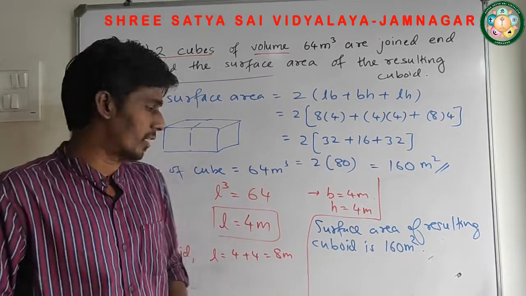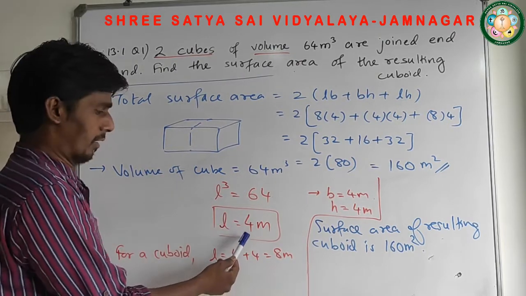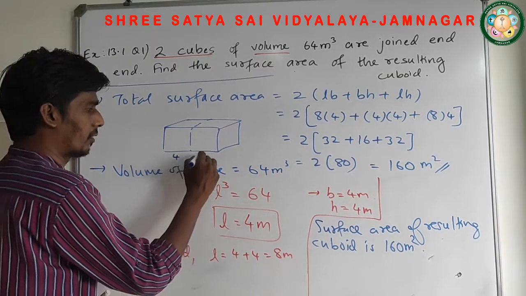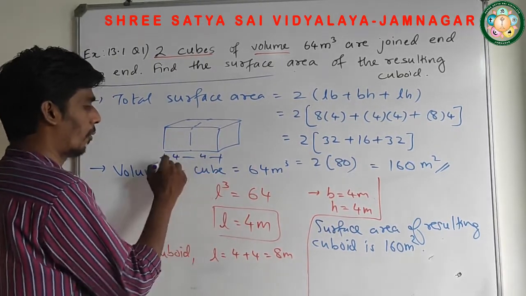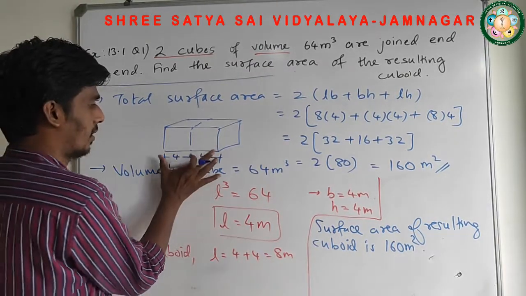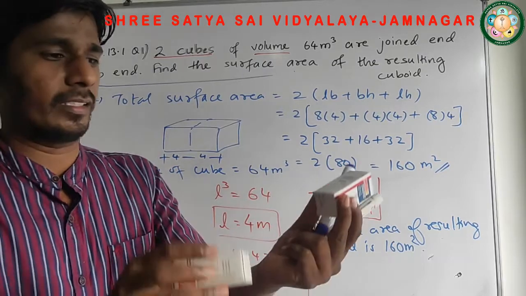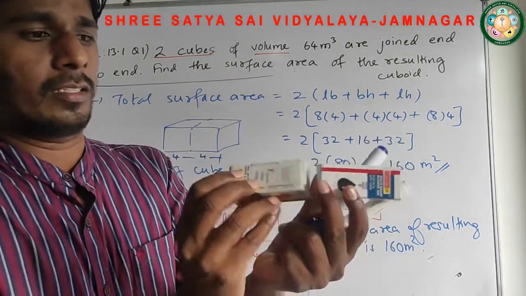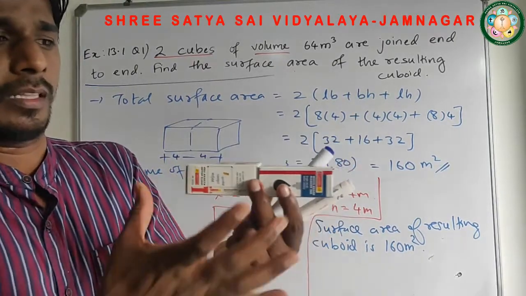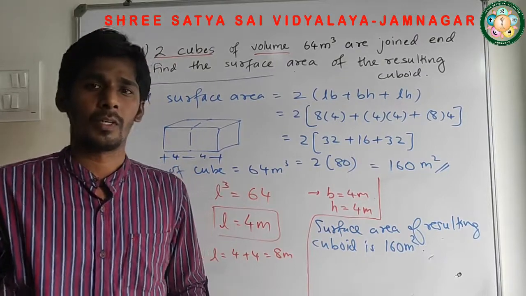The most important part of this question was this only, that from the volume of the cube we have to find the length of each cube. From the length of each cube I got the new length of the cuboid. By combining these two, its length will increase, as I have shown you. Suppose this length is 4, this length is 4. If I combine this, the length will be 8. So this is the way we can solve question number 1.